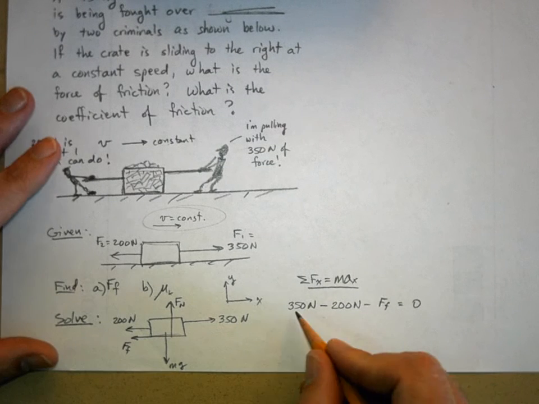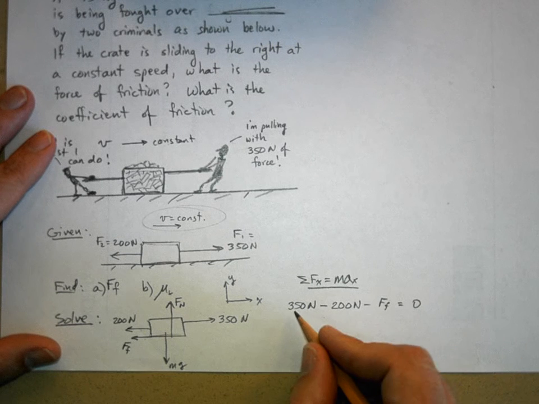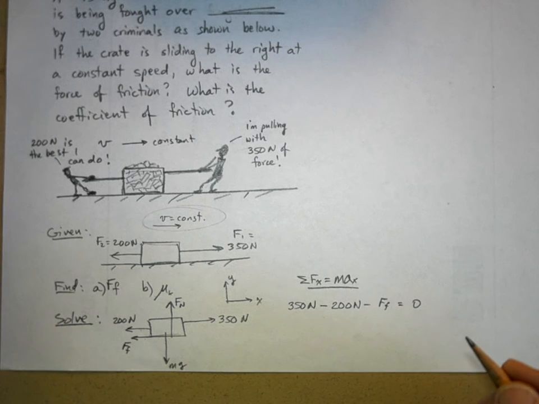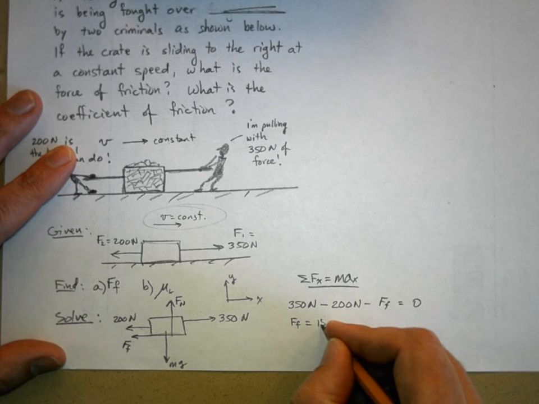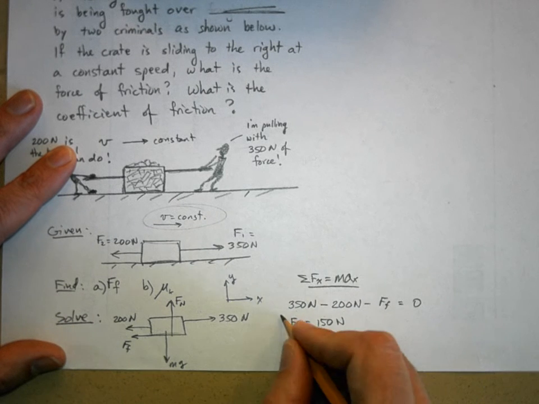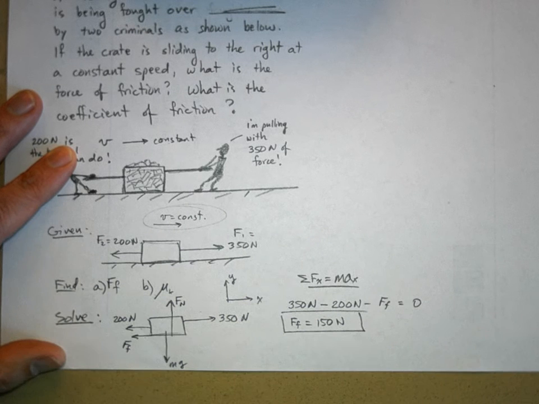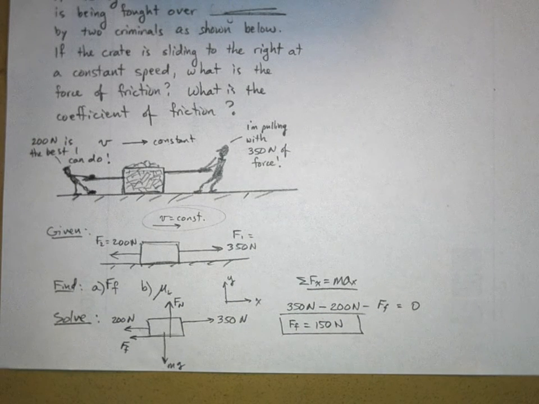All right, so now we can get the force of friction. 350 minus 200 is 150 newtons. So therefore, we know now that the force of friction is equal to 150 newtons. So it's pretty easy. And we also know what direction it's in. You could put negative 150 if you want, but you've already identified the direction in the free body diagram, so I would accept that answer.